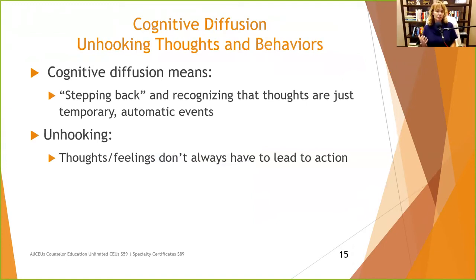Cognitive diffusion means stepping back and recognizing that thoughts are just temporary automatic events. We don't have to act on them. So unhooking helps us look at thoughts, even if we're angry and we feel we want to put our fist through the wall or something. We don't have to. We can have that thought without having to act on it, which again is a problem that a lot of our clients experience, is having the thought, or the feeling or the urge to do something leads to the urge with no pause in between where they go, is this really what I want to do right now?